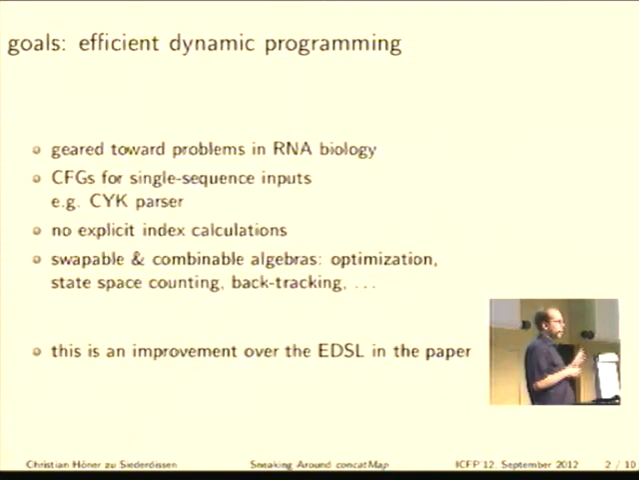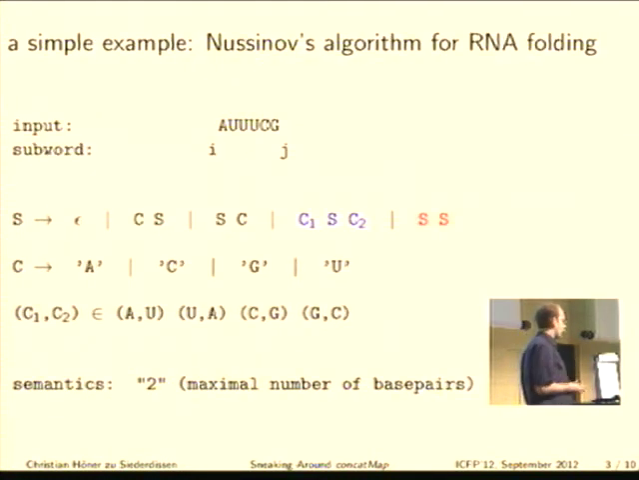So if you are not interested in RNA biology but are interested in parsing and context-free grammars and other types of grammars, this is still interesting for you since it's basically about efficiency of parsing. The next thing is that I don't want to see any explicit indices in there, since index calculations are really easy to get wrong and to introduce bugs. And furthermore, I want to be able to swap out the semantics or the evaluations of individual parsers quite easily. And this is actually an improvement over what I wrote in the paper already.